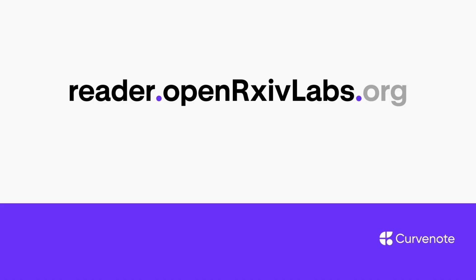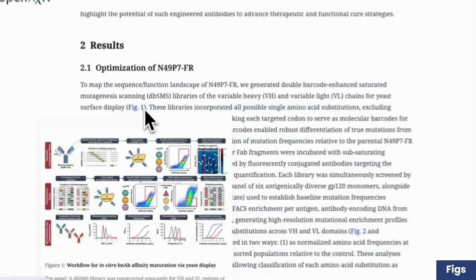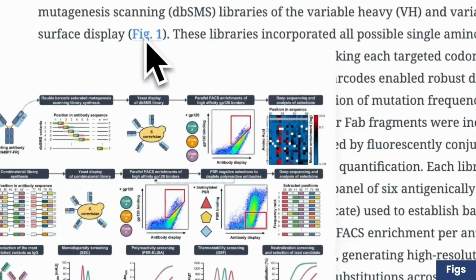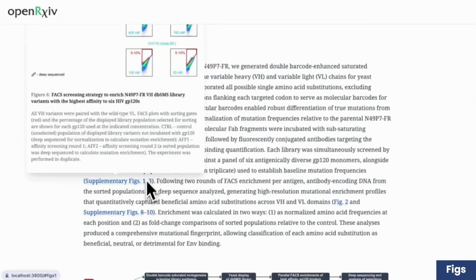Again, it's reader.openarchivelabs.org. Now I'm going to show you a few more of those user interface improvements that I, as UX lead at Curvenote, am super proud of. Again, you can hover over references to figures and see the figure, which saves you from scrolling.